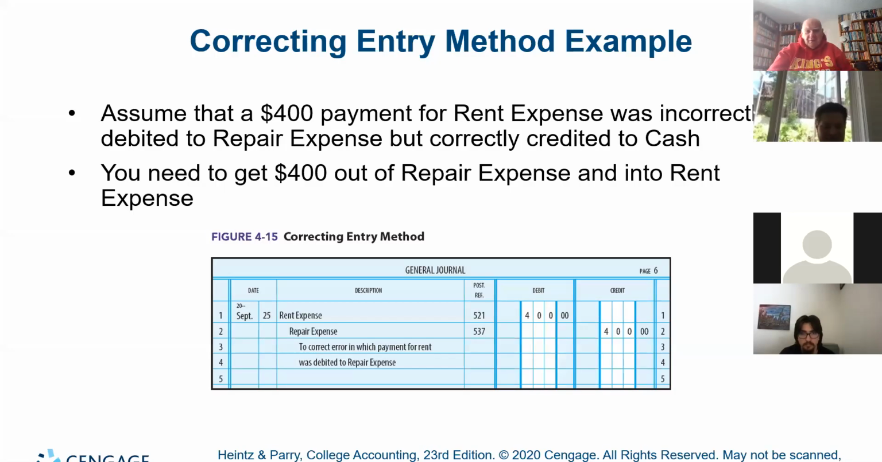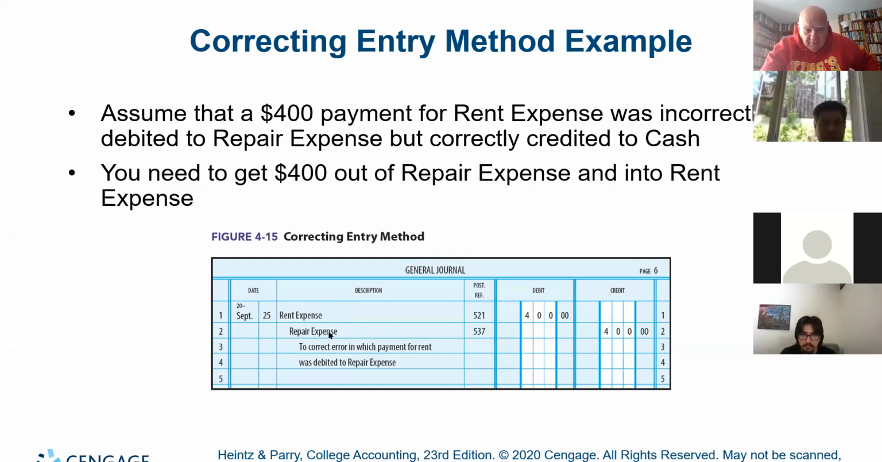But what they're saying here is to correct this. You see that debit for rent expense and that credit for repair? That should have been reversed. What they're telling you they're going to do is debit repair expense probably for $800 and credit the rent expense for $800, for $400 to make it correct. That's not a good way to go. They're going to take this and double it.